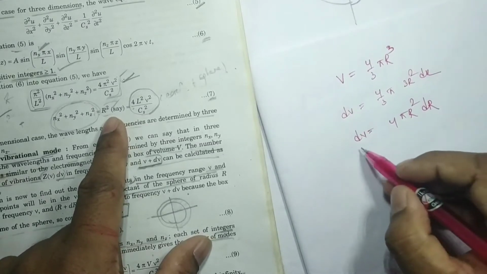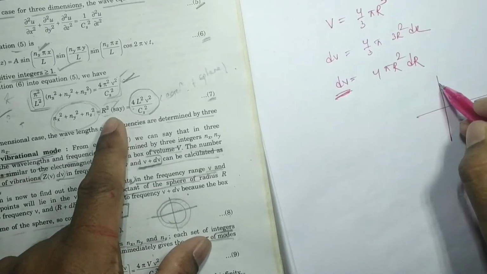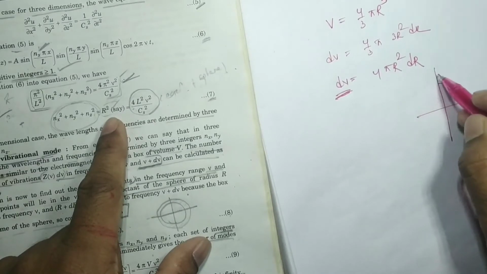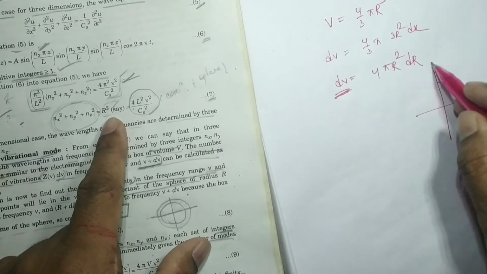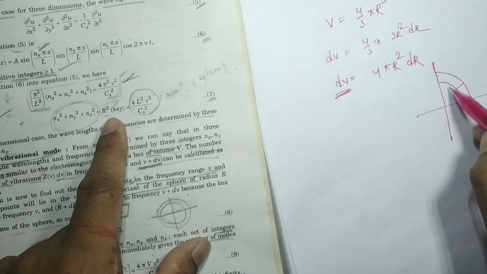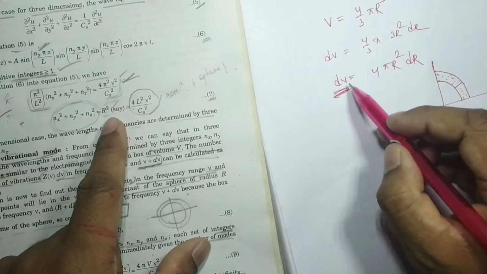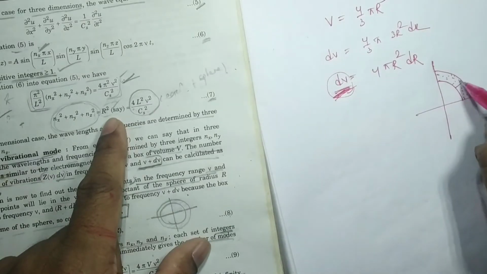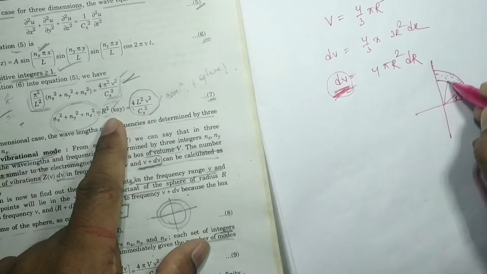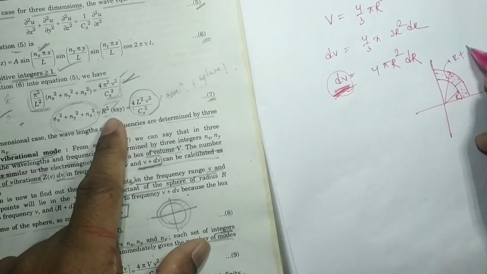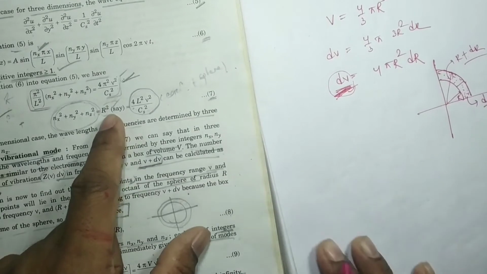Okay, so now this volume is nothing but covering the volume in between the radius dr. That means in this volume, I am representing it in 2D, but you imagine that this is in 3D. So this volume is nothing but dV. This dV is nothing but this one, which is in between R and R plus dr. So this element is nothing but called the dV.